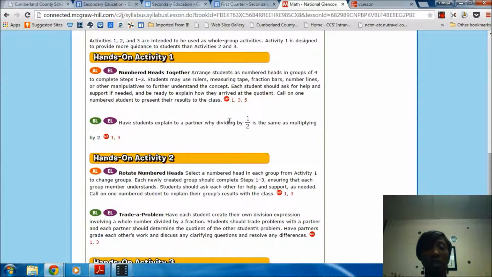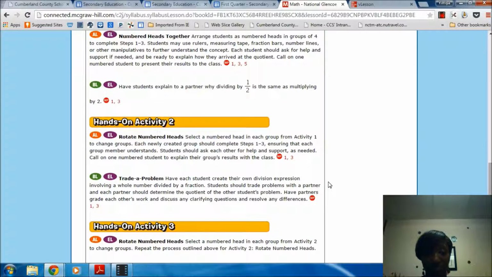So for hands-on activity 2, it says rotate the number heads. So this gets some movement going on in the classroom. You're going to take a number. You're going to tell all the number ones to go to a new group. And then the newly created groups will complete the steps. And then the group makes sure everybody understands. And then they ask for help and support. And you're giving those probing questions. And then you have a student explain the group's results to the class.